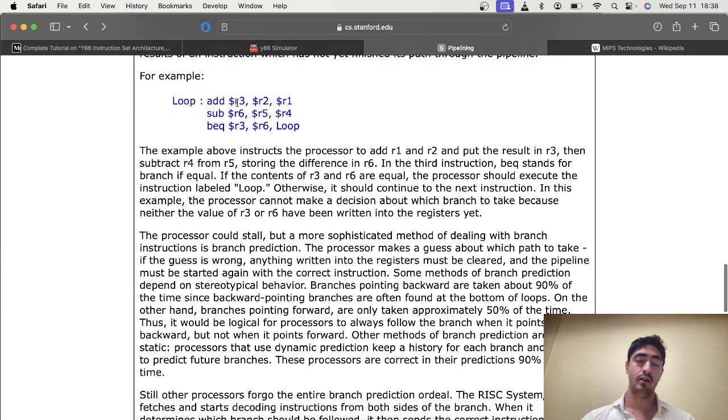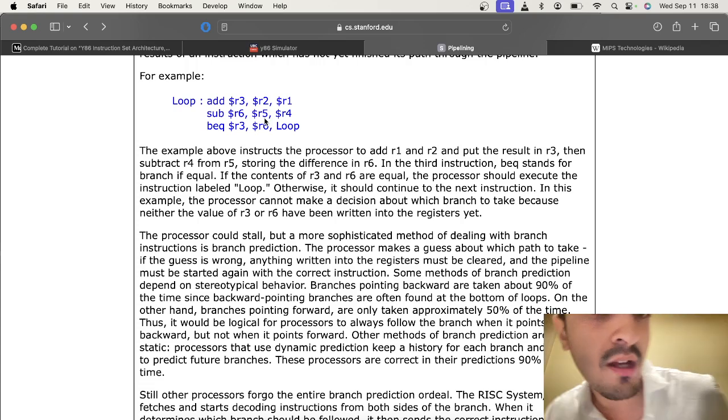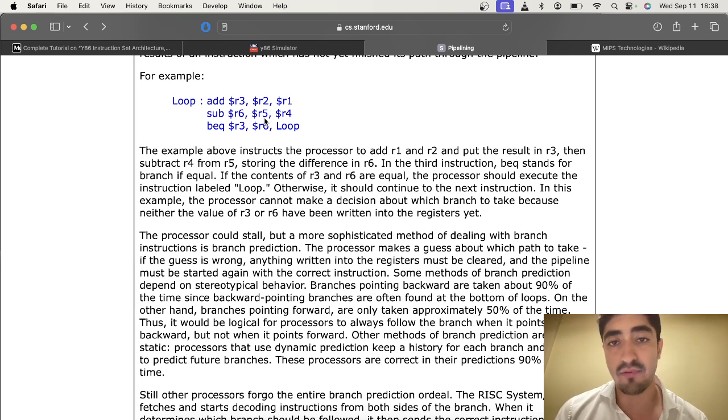add R2 and R1, put it there, sub R4 from R5 probably, or R5 from R4. I'm not sure because we store things here, so it really depends which one comes first. The example above instructs the processor to add R1 and put it there, then subtract R. Okay, so it is the other way. Storing the difference in R6.